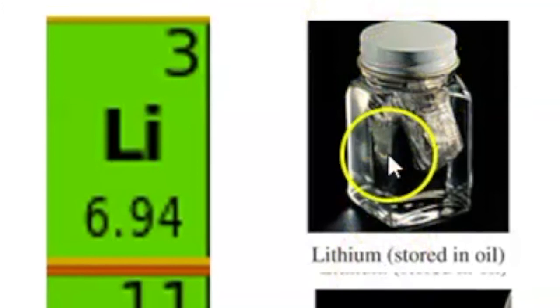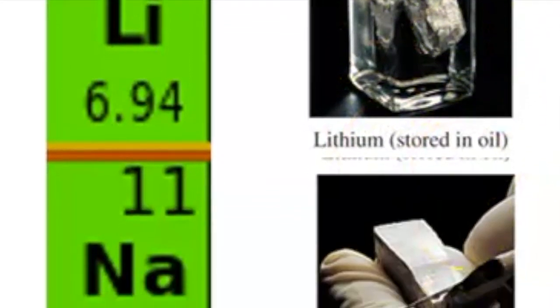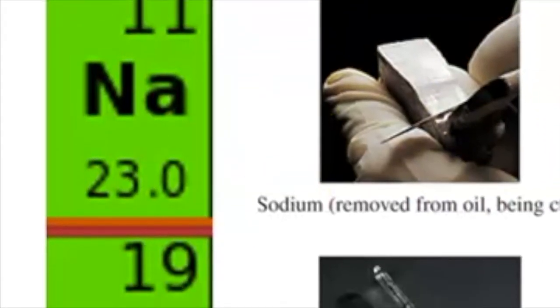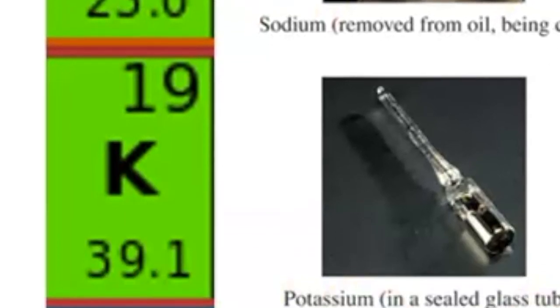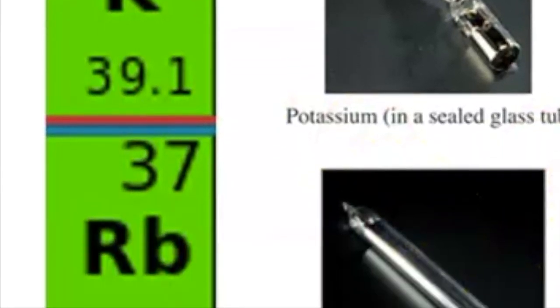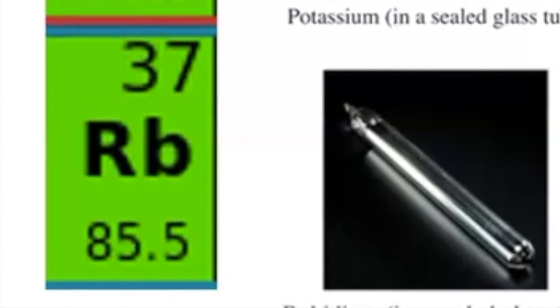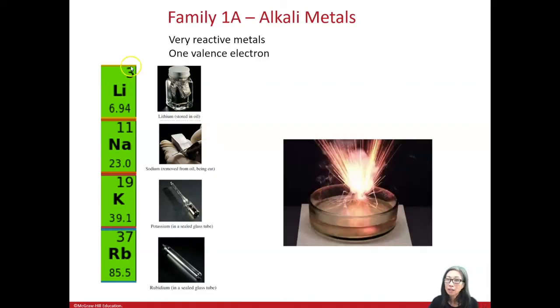So you can see the examples of actual lithium, sodium, potassium, and rubidium. What they all have in common is that they all have special storage, because they're so reactive that they'll react with air or water. All of the elements in family 1A, the alkali metals, are very reactive and will react immediately with water. Something like this happens when you take a piece of sodium and you put it in water. It's an immediate reaction which generates heat and light.